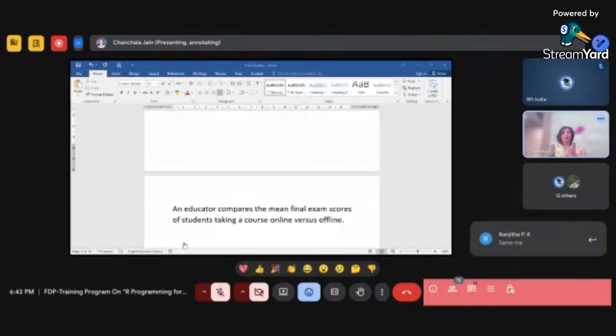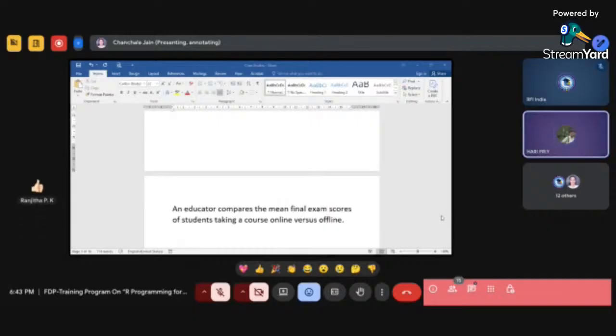Same. Fine. No, it is a case of independent samples. I only want to compare the marks of two groups: students who are studying in the online mode, and students who are studying in the offline mode. So two groups I am having only. So this is a clear case of an independent samples test. Clear. Fine. Is it okay? Okay, ma'am. Fine, Ranjita ma'am.